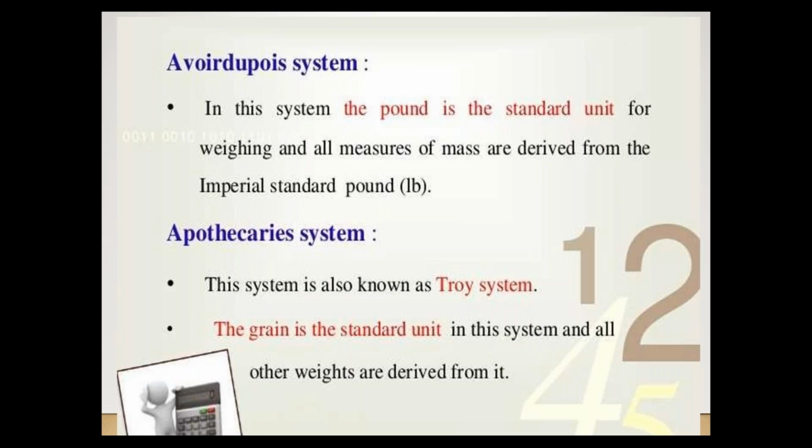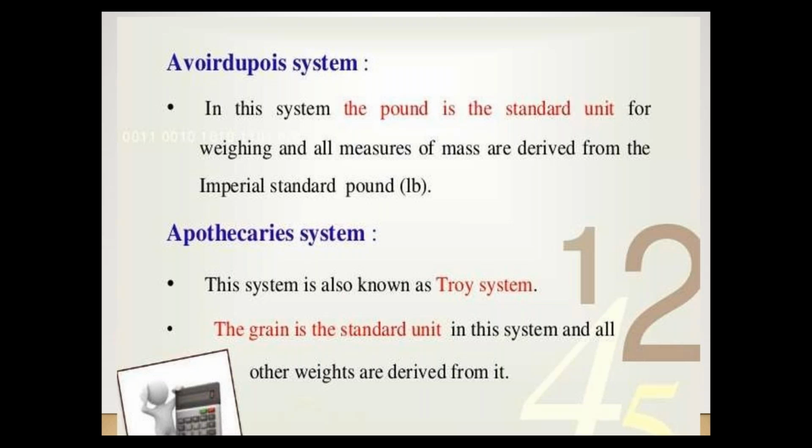Now, how they differ is, in the first one, the pound is the standard unit, denoted by lb, with a capital L and a small b. All the measures of mass are derived from the imperial standard pound. So the pound is the main basis, the standard unit for weight.